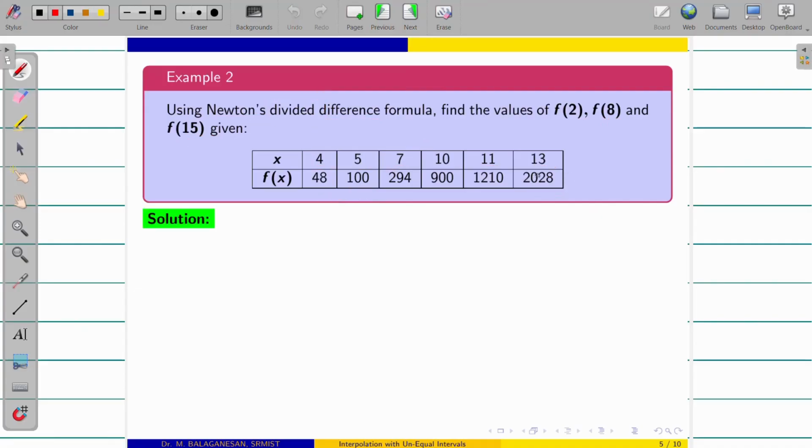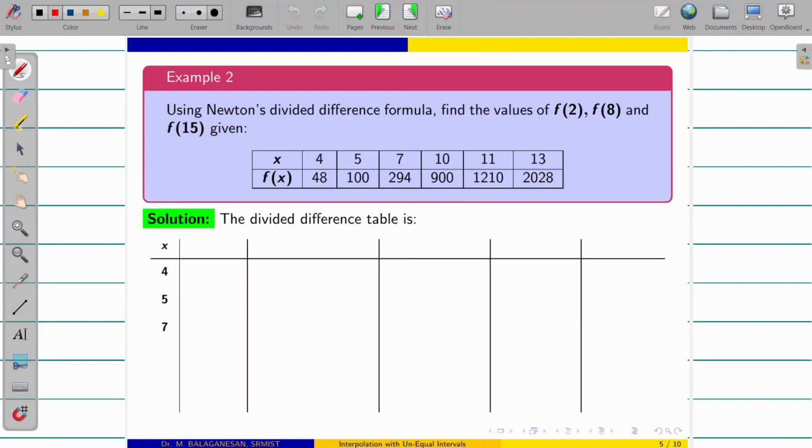So now come to the problem. You know how to find the normal difference table, but here we are going to find the divided difference table for one argument, two arguments, three arguments. Already I explained the concept. That is what we are going to do here. Arguments are 4, 5, 7, 10. Entries means x values are going to be called arguments and y values are going to be called entries. That's it. 48, 100, 294, 900, 1210, 2028.